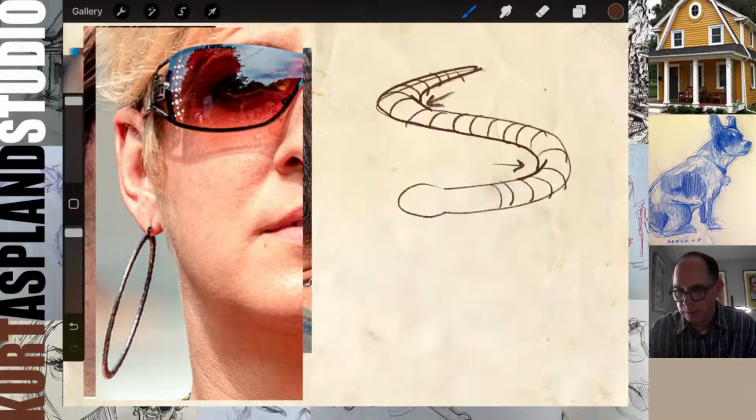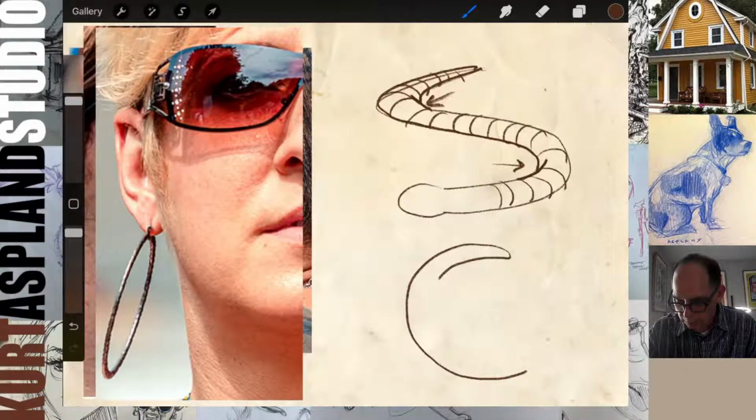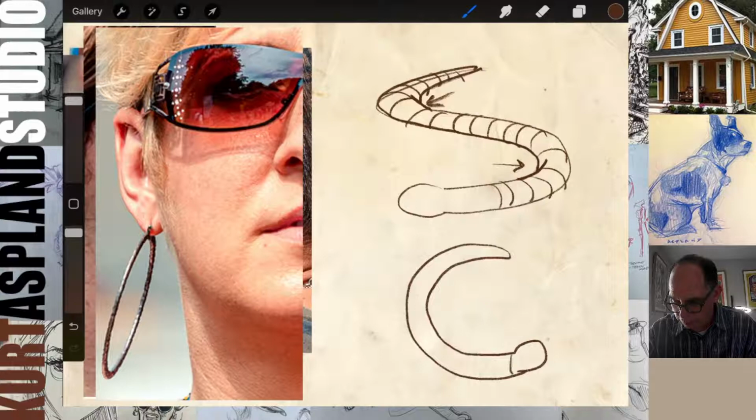All right. So if I was to draw that same snake but looking straight down at it, it might be like this. And if we were to draw this with surface lines, we could do this.